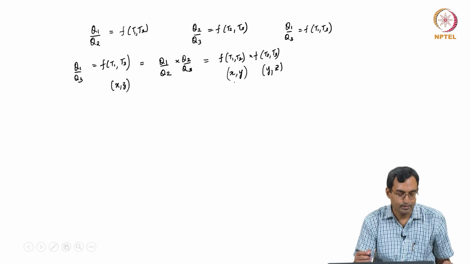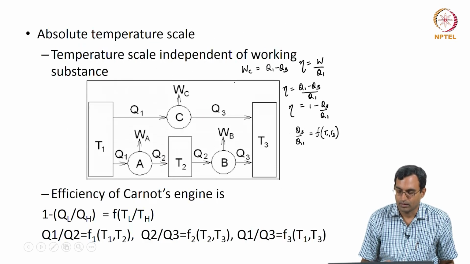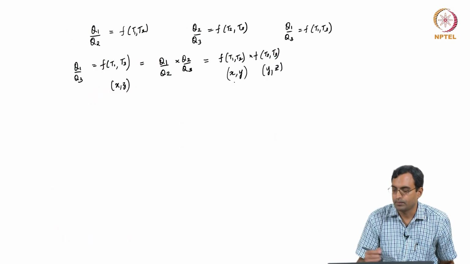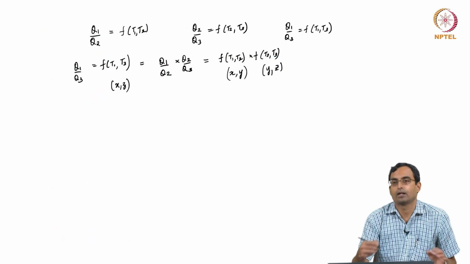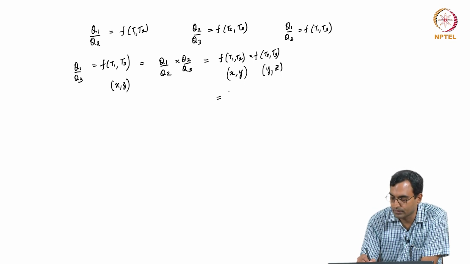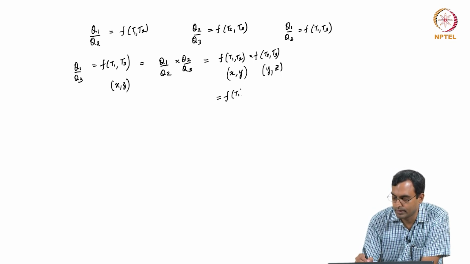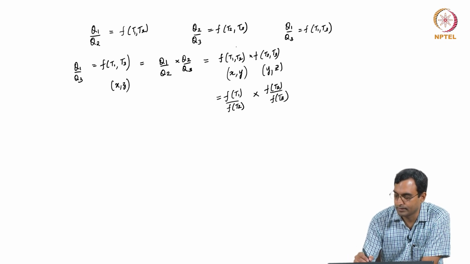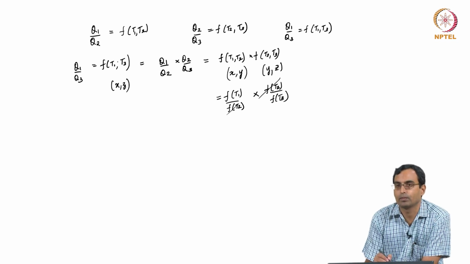So, if I want this kind of a function, what is required is that these are individually functions in the denominator and numerator. So, this must be some function of T1 divided by a function of T2, and this must be some function of T2 divided by some function of T3, such that when I multiply these, the T2 terms get cancelled out and I get some function of T1 and T3.